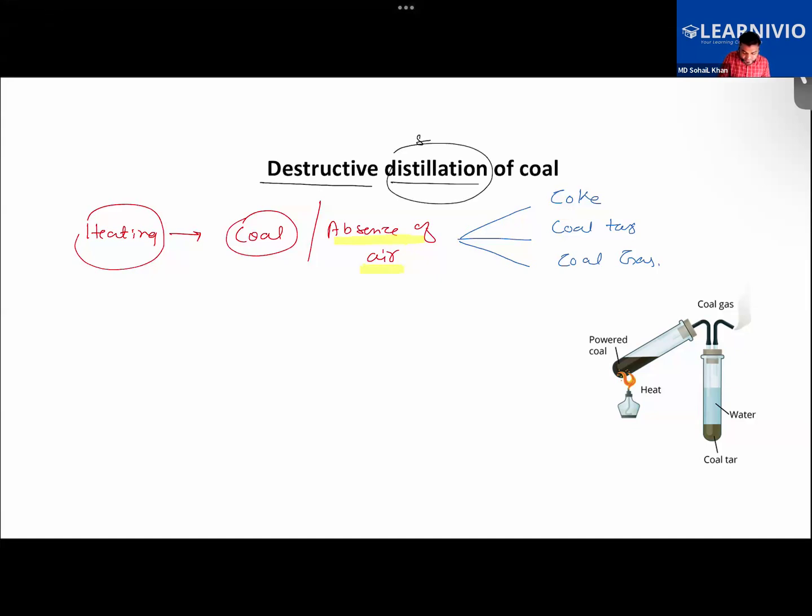The word distillation here, loosely we are referring to it as separation. Destructive means we are decomposing it.